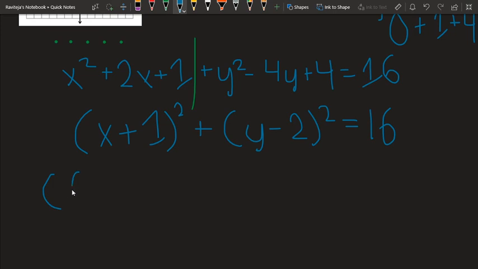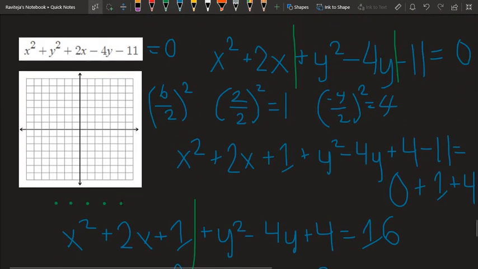So our center point would be -1, comma, 2. And our radius would be the square root of 16, which equals 4. So now that we have our center point and radius, let's put the points on the graph. So our center point is at -1, comma 2, and we have a radius of 4. And now that we have all of these points on the graph, all we have to do is graph our actual circle. It's going to look something like this.